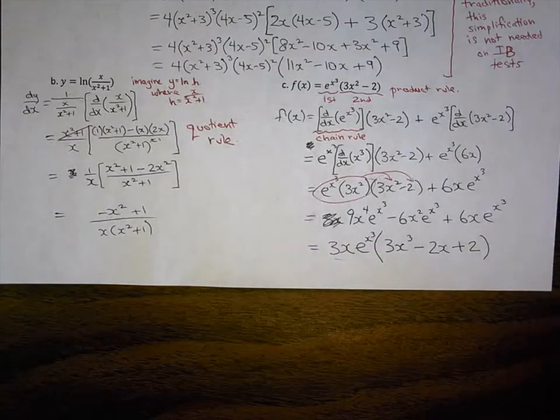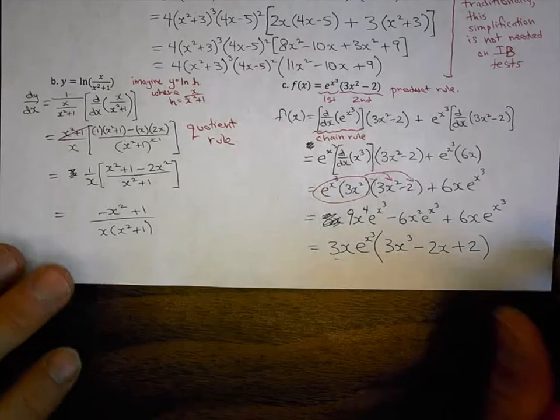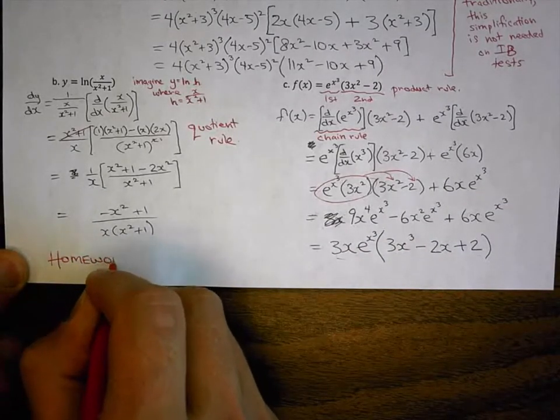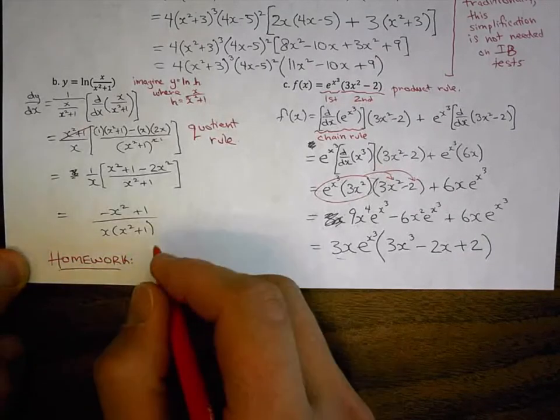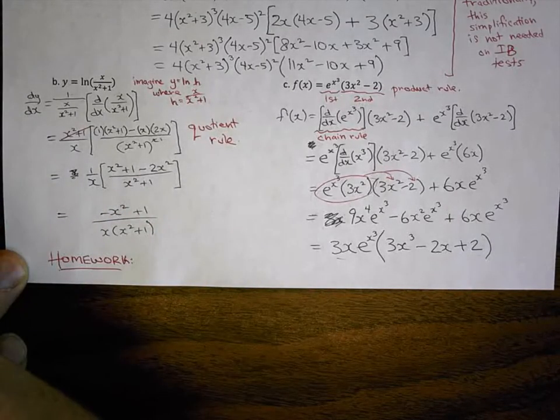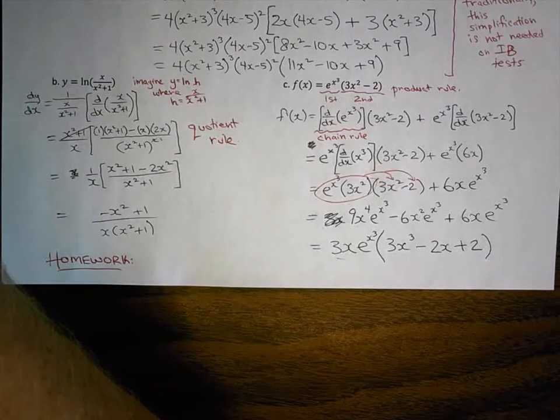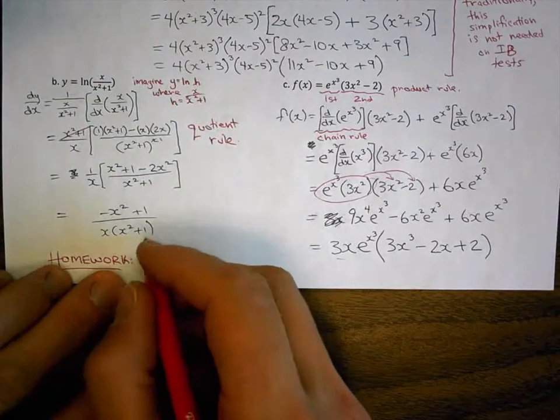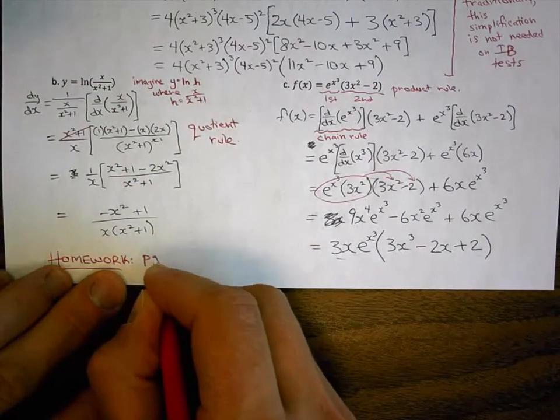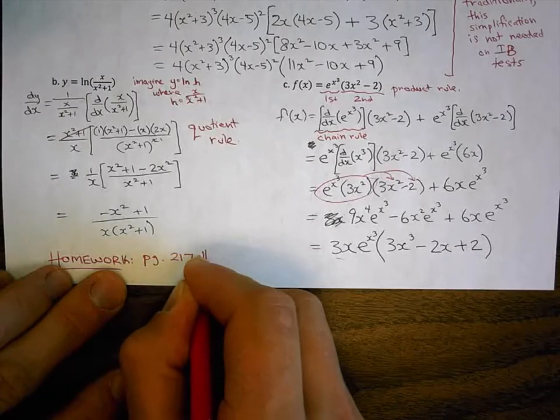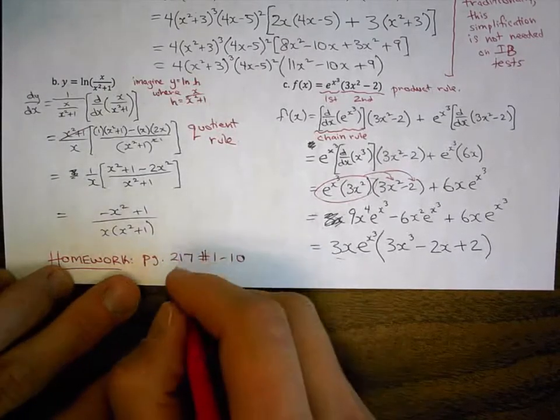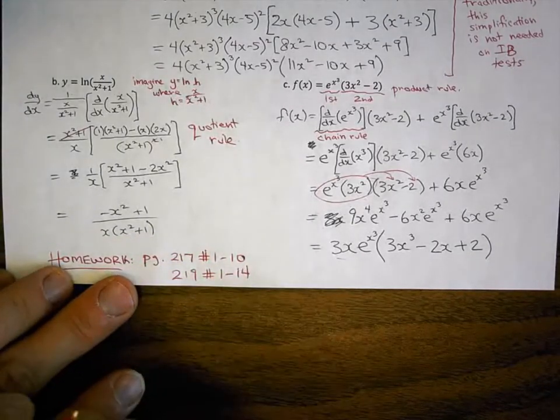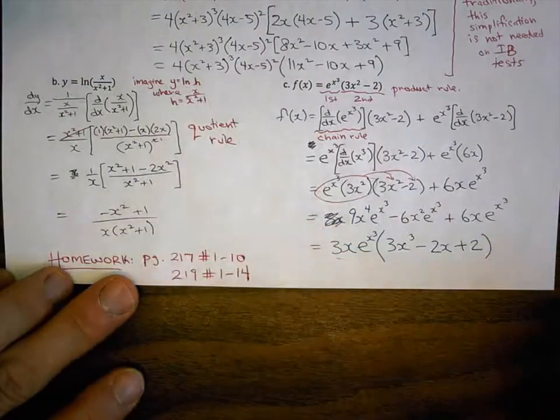Whew, what a doozy. So sometimes I do that in 2 days. I guess you guys are going to do it in 1 day. Hopefully it isn't too hard on you. Your homework is going to be, first of all, the other side, the other page, then page 217, number 1 to 10, and 219, number 1 to 14. Chain rule is definitely the hardest thing in this chapter, so good luck.